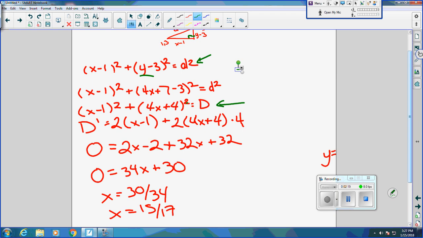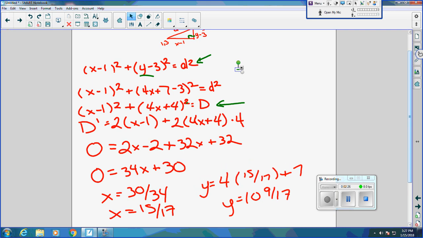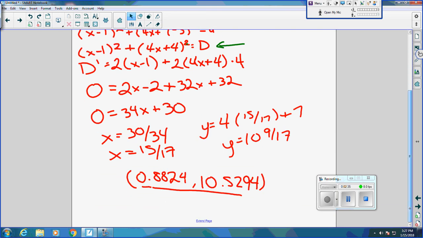All right, well, I wanted the point closest, so I need y. Well, I know y is equal to 4x plus 7, so I'll plug in 15/17. And I just used my calculator here, and I found that the answer was 10 9/17. So depending on what kind of answer you're supposed to have based on your teacher, you're either going to have (15/17, 10 9/17), or we can just go to 4 decimal points here, which is the underlined answer, (0.8824, 10.5294).